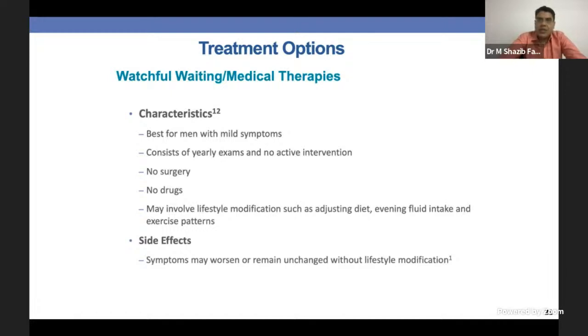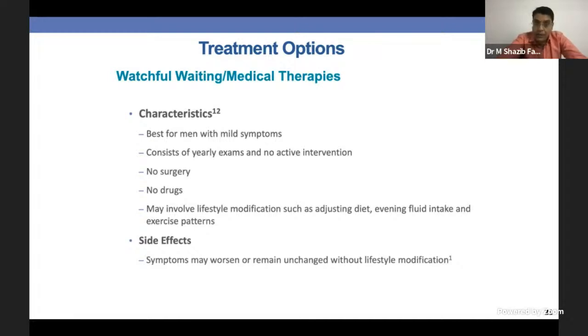It consists of yearly examination and no active intervention, no medication, no surgery, only lifestyle modifications, such as dietary habits. He has to avoid oily red meat. Fluid intake has to be restricted in the evening hours, not to take a lot of tea or coffee in the evening or night hours, and he has to start doing some exercise, walking or jogging. These are the lifestyle modifications which the patient has to introduce in their day-to-day activities.